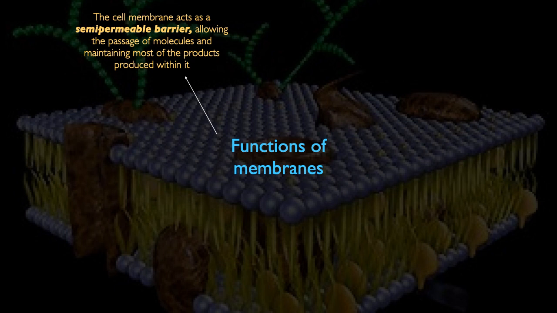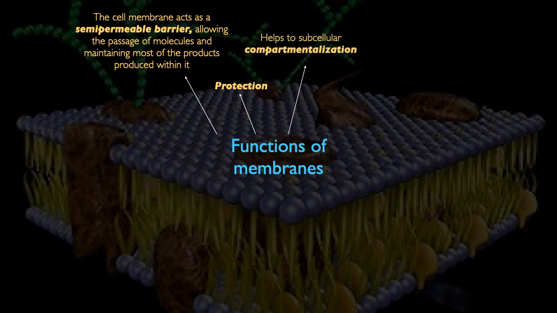Okay, besides the plasma membrane, the cell has many other membranes in its interior. The general functions of membranes are very important, so let's review those functions. The first one you have there on the screen: the cell membrane is a semi-permeable barrier. That means that it allows some molecules to go through it, but it retains some others. It also protects the inner environment.